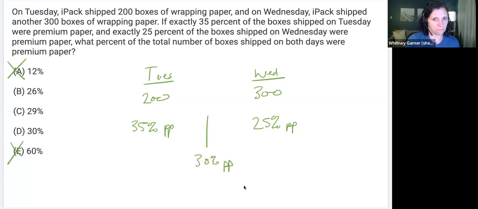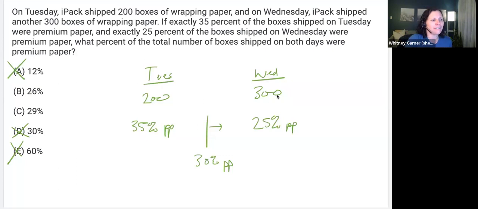premium paper. However, they aren't perfectly symmetric days. Wednesday was a bigger day. So Wednesday is going to have a bigger impact on that overall look. And so I'm going to get pulled in the direction of 25. And so I know the answer isn't D. So then the question becomes, how much closer to 25?